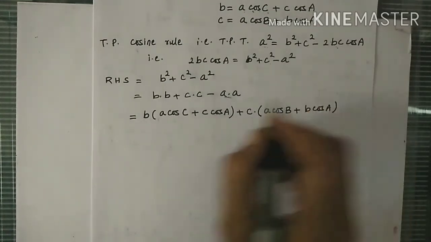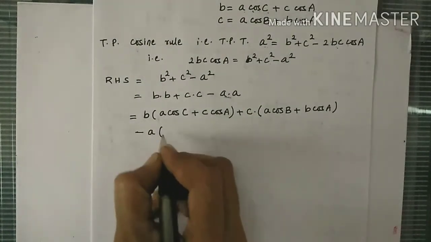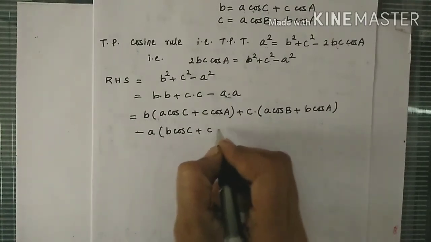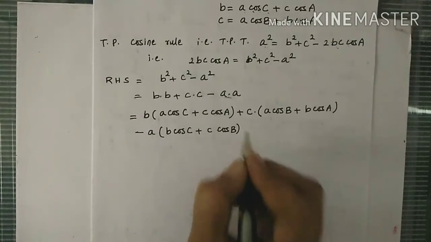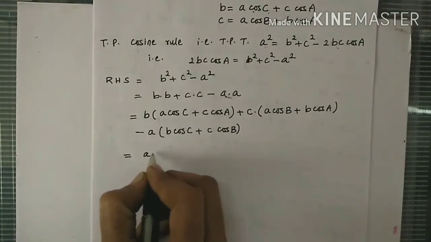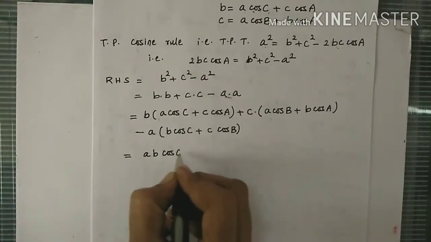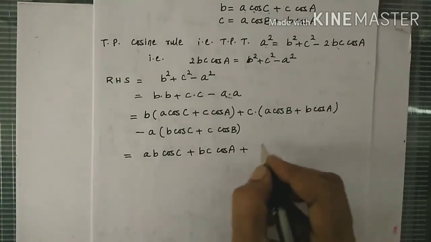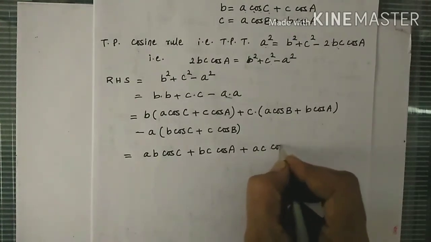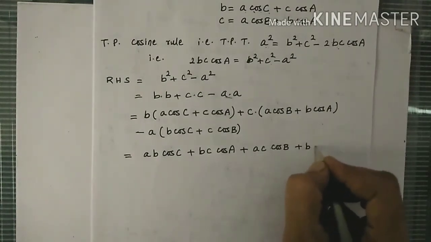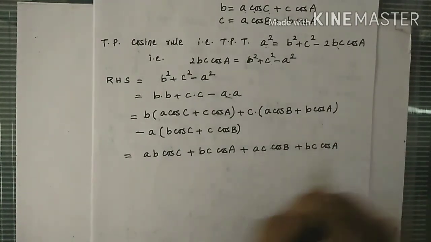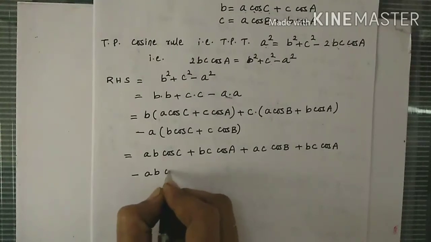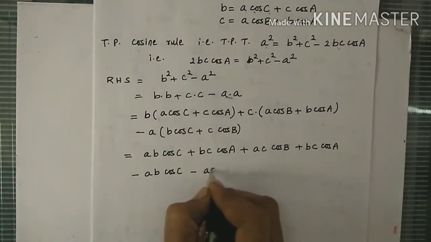And the last term is minus A square, so minus A as it is, and this A we are writing using projection rule as B cos of C plus C cos of B. Now multiplying this bracket by B, we will get AB cos of C plus BC cos A. Then multiplying second bracket by C, we will get AC cos of B plus BC cos A. Next term is multiplying these two terms by minus A, we get minus AB cos of C and minus AC cos B.